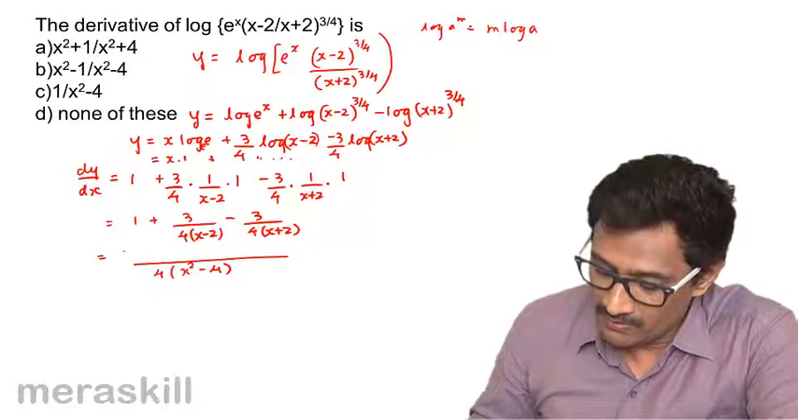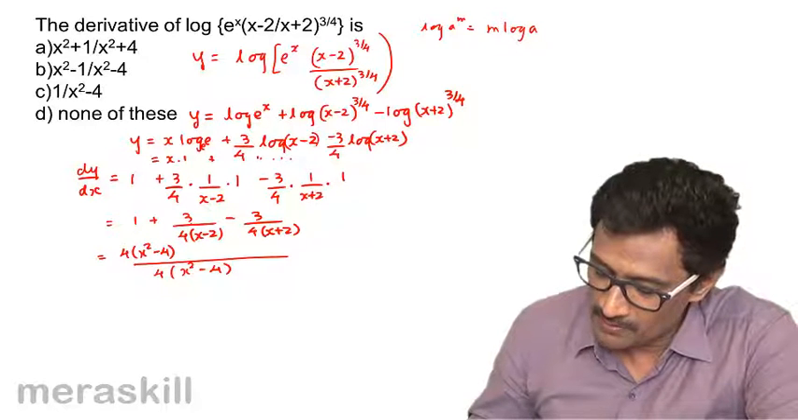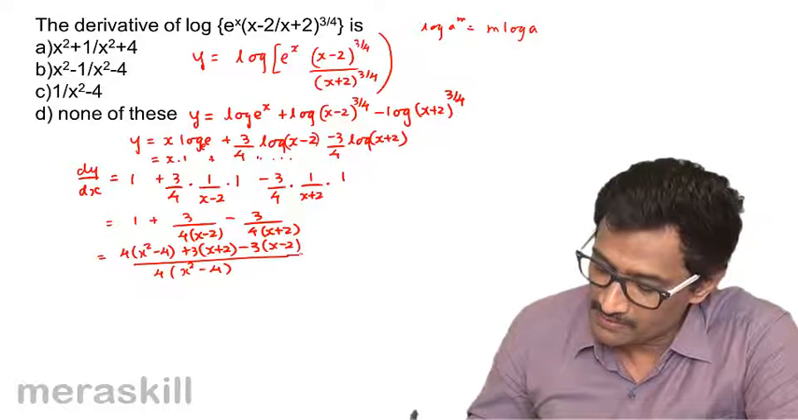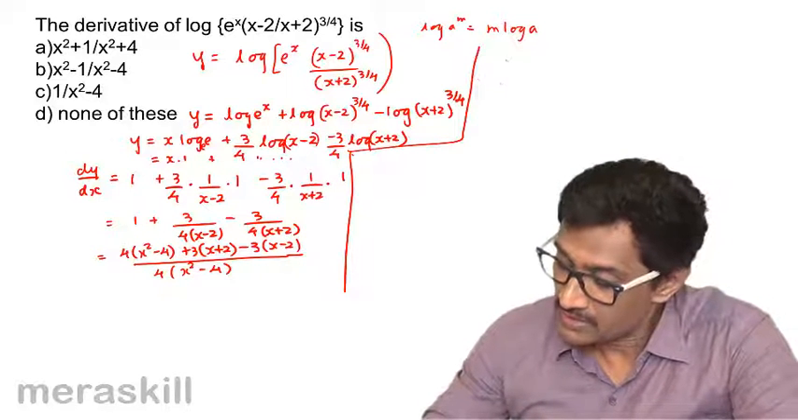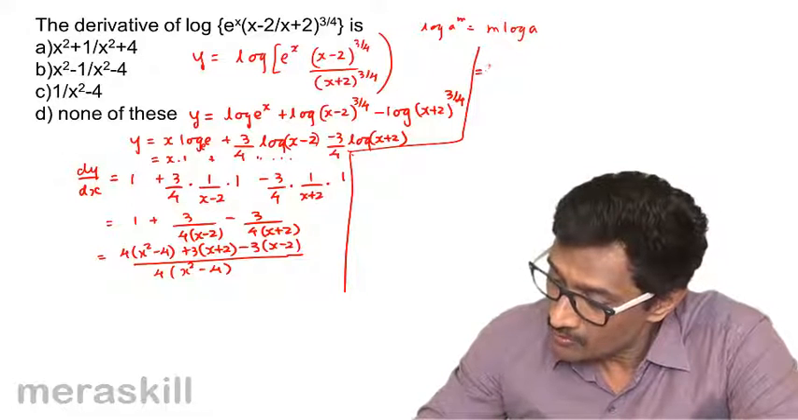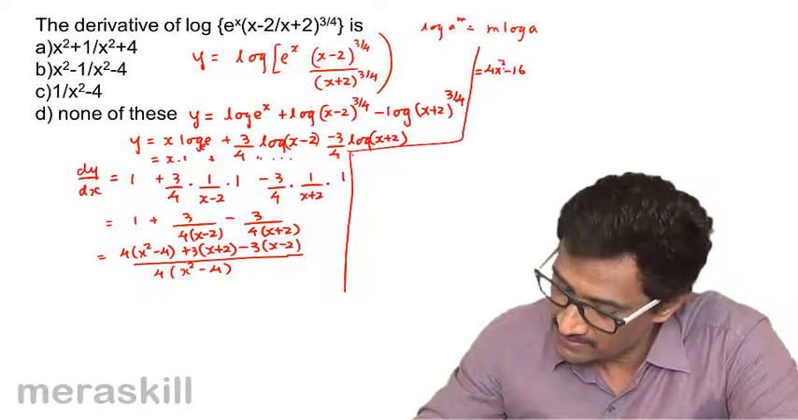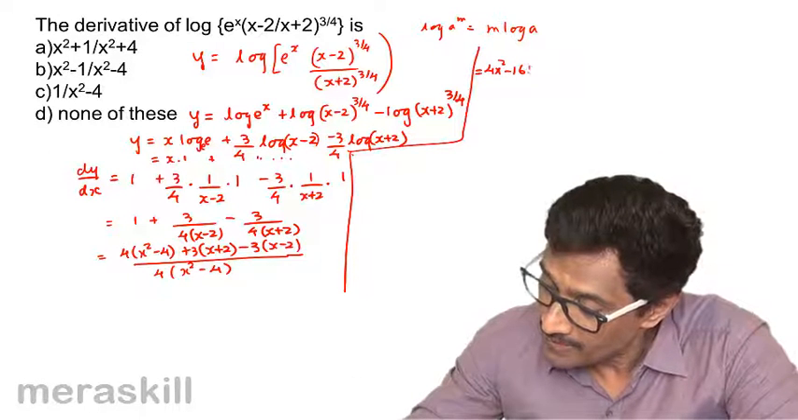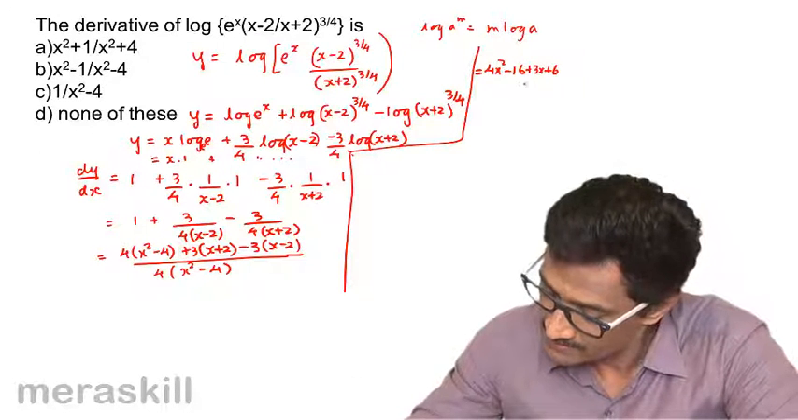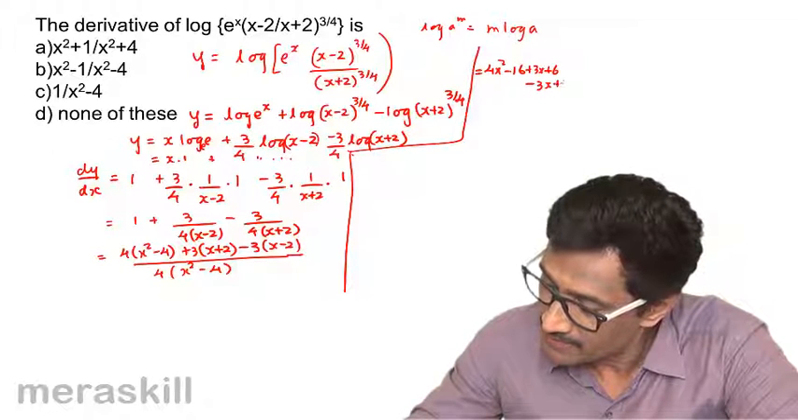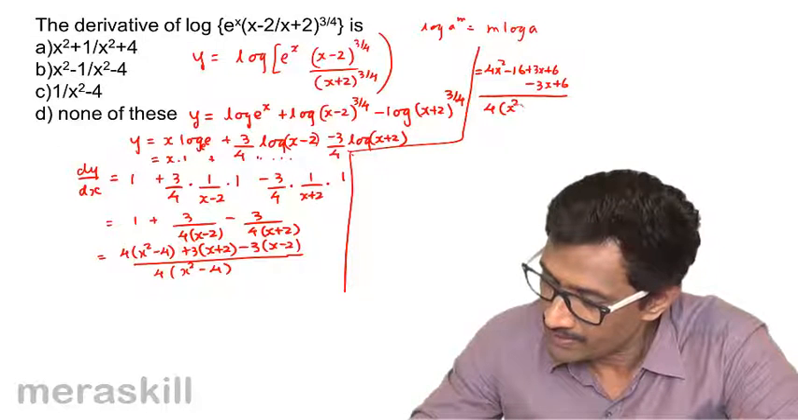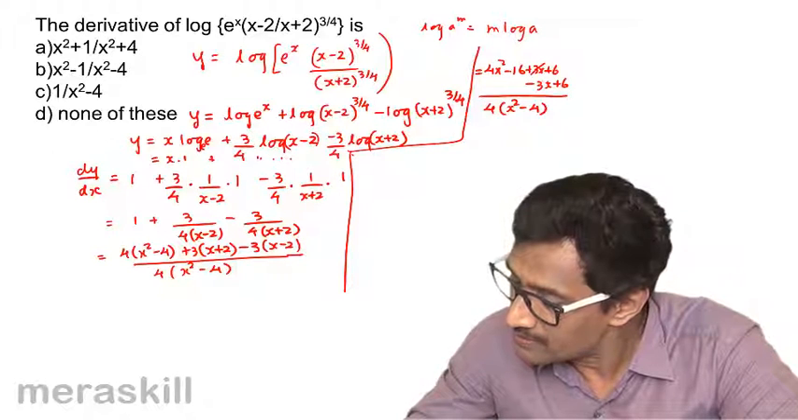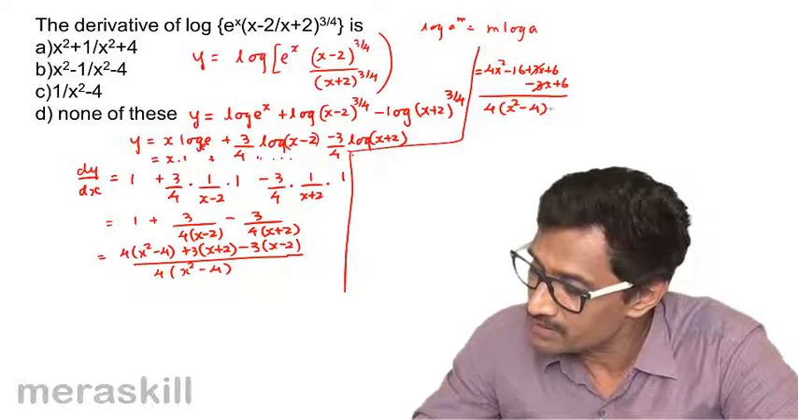This again would become 4 into x square minus 4 plus 3 into x plus 2 minus 3 into x minus 2. We need to simplify this. Let's see what we get. So this turns out to be 4x square minus 16 plus 3x plus 6 minus 3x plus 6 upon 4 bracket x square minus 4. So we have these fellows that can cancel. So minus 16 plus 12 is minus 4.